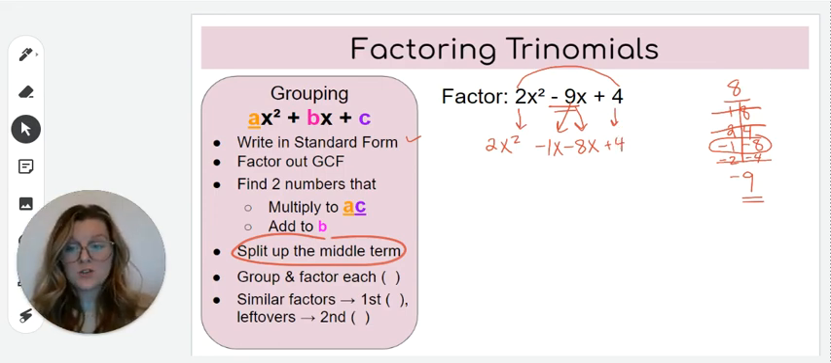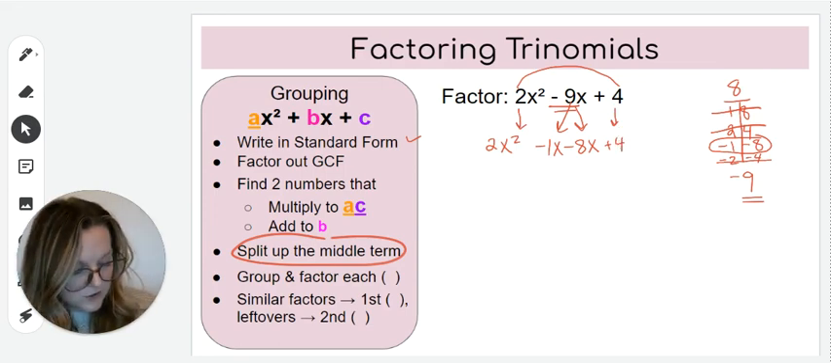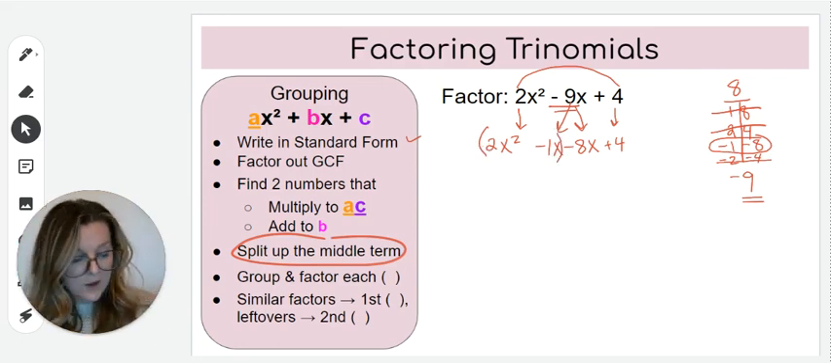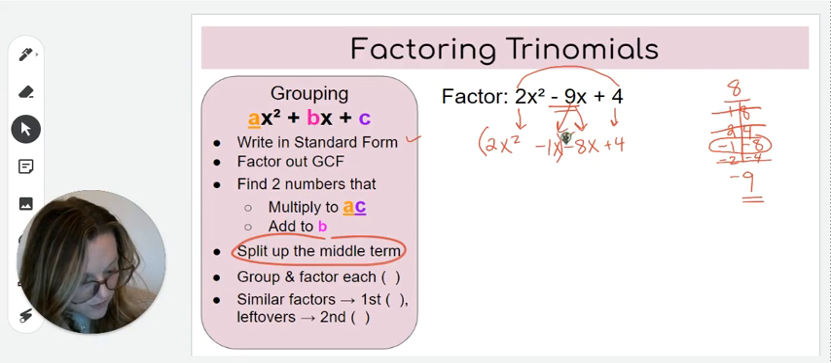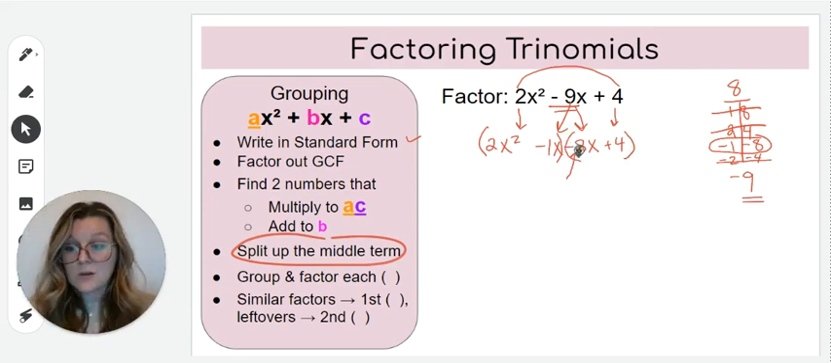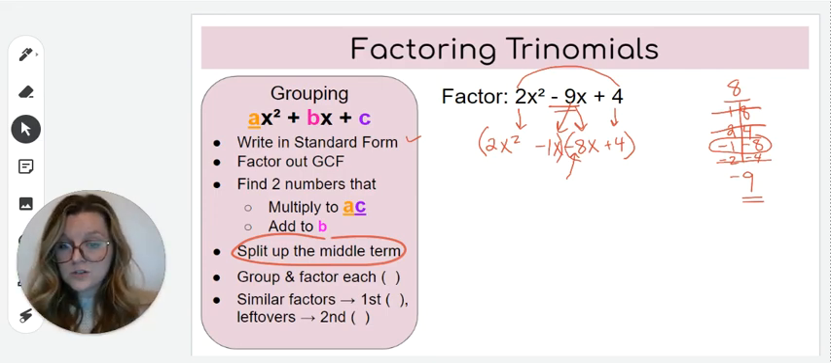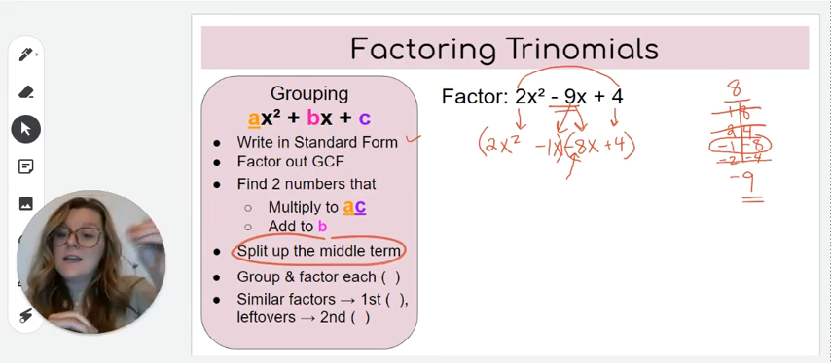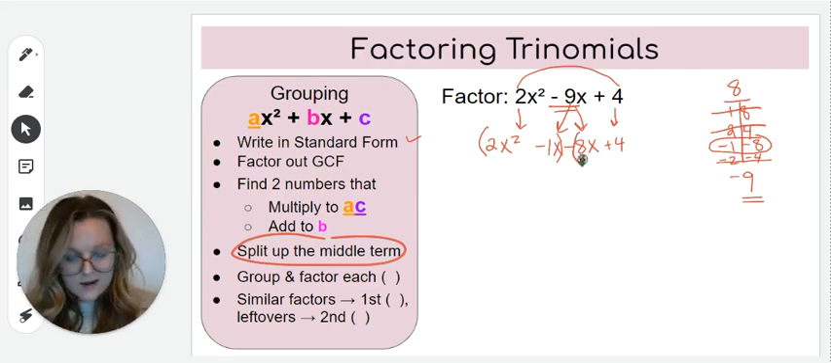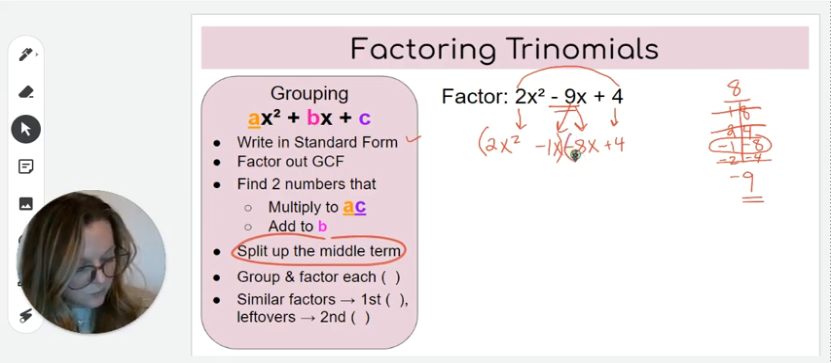Okay, now we're going to do our grouping process. So I'm going to group the first two. And when I do grouping, please make sure to group the negative on the inside of parentheses. Put a big star, highlight it, do what you do. Make sure it is inside the parentheses. What we do not want is this. Don't do that. We want to put it inside the parentheses.